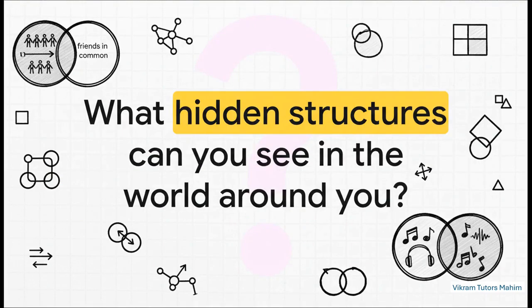So start looking for this stuff. The friends you share with your partner, that's an intersection. The total number of songs from two of your favorite artists, that's a union. It's everywhere. Now that you have the language for it, what kind of hidden structures are you going to see all around you?